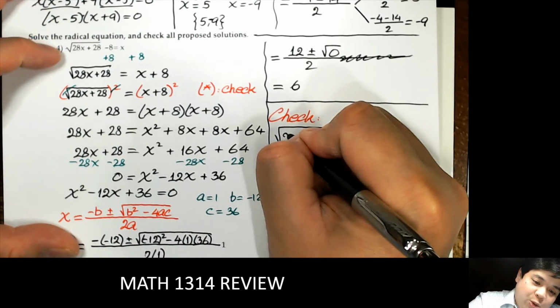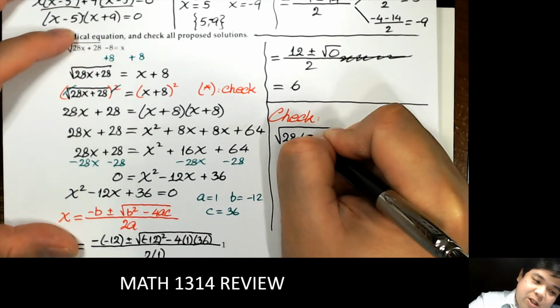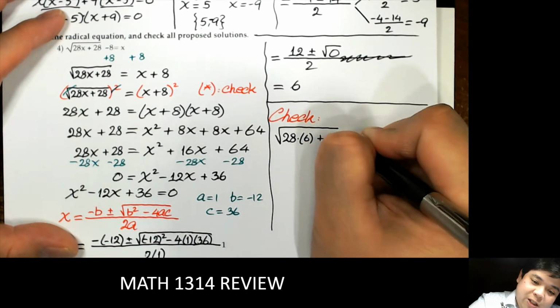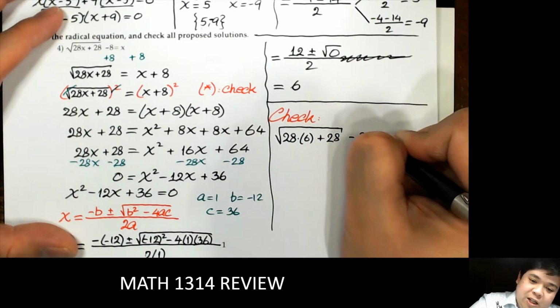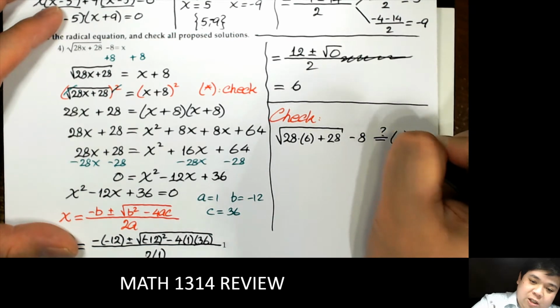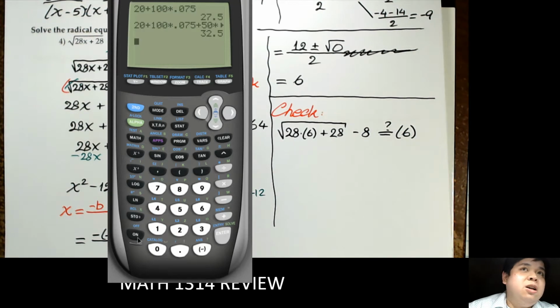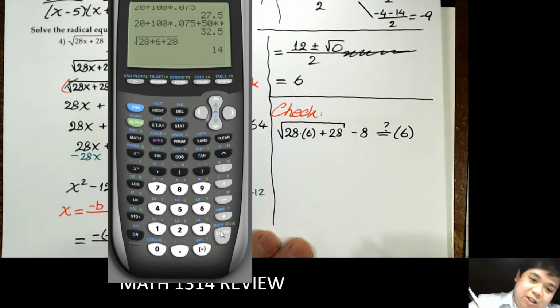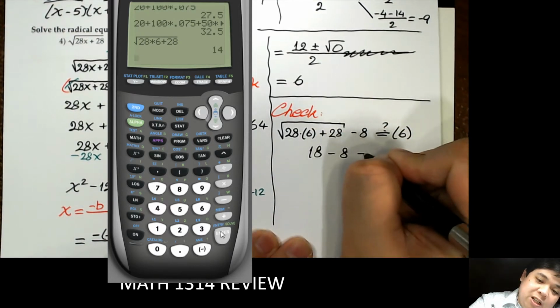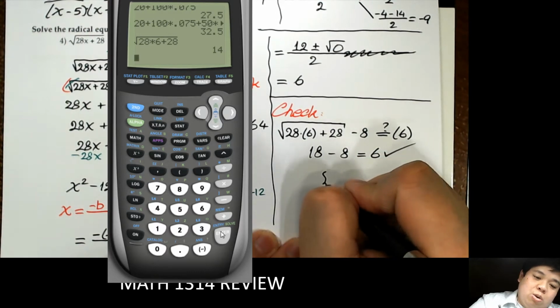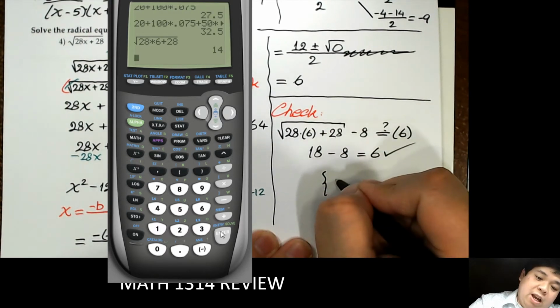So the square root of 28 times 6 plus 28, minus 8, is that equal to 6? I actually have a calculator here. We have the square root of 28 times 6 plus 28, so that's 14, minus 8 equal to 6, so that checks. So the solution, we only have one of them, x equal to 6.